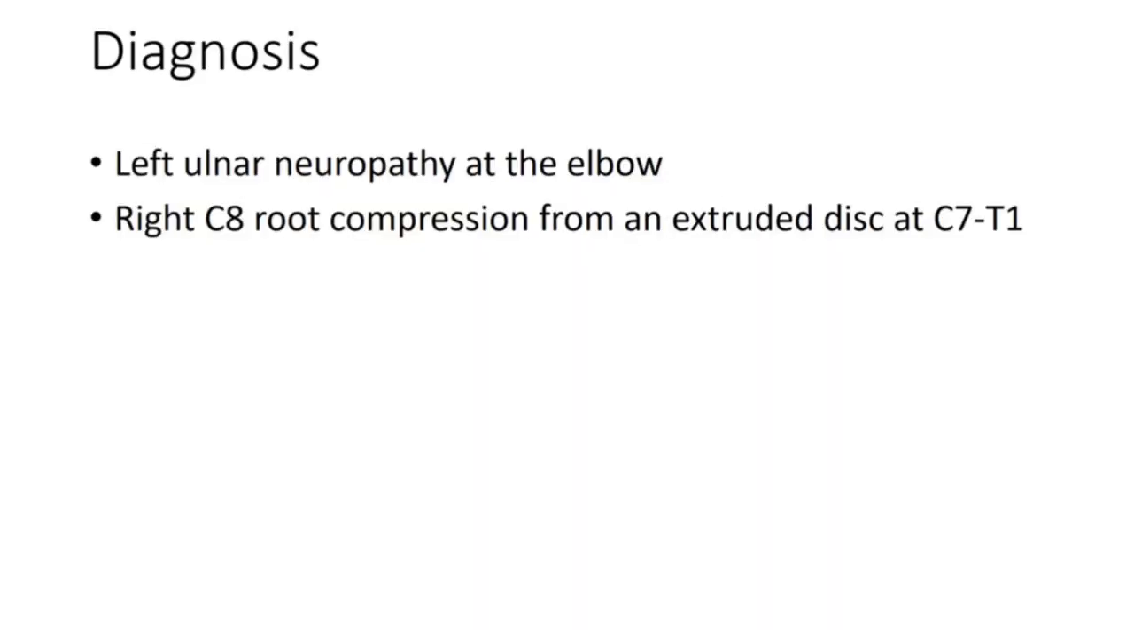So this guy actually had a left ulnar neuropathy at the elbow with a demyelinating lesion there, and got an anterior ulnar nerve transposition. And then on the right side, he had an extruded disc at C7-T1, which is causing right C8 nerve root compression, which gave the picture of weakness in hand intrinsics, both ulnar and median innervated, and also in the PIN, or the posterior interosseous nerve. And he ended up getting an ACDF.